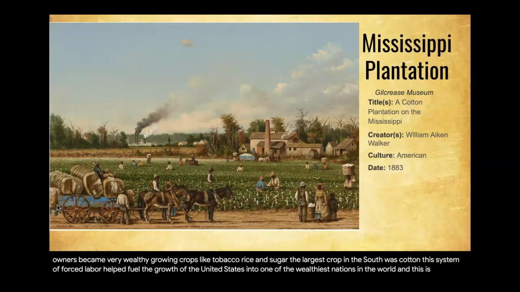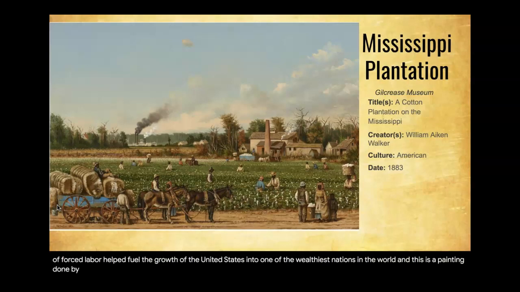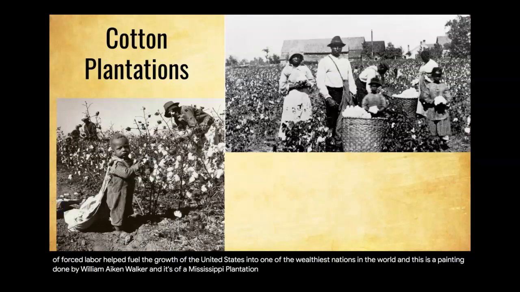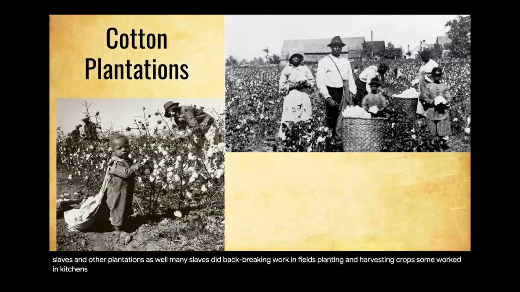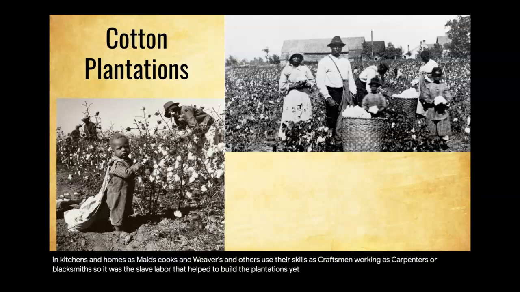And this is a painting done by William Aiken Walker, and it's of a Mississippi plantation. Cotton plantations. On these large cotton plantations, and other plantations as well, many slaves did back-breaking work in fields, planting and harvesting crops. Some worked in kitchens and homes as maids, cooks, and weavers, and others used their skills as craftsmen, working as carpenters or blacksmiths. So it was the slave labor that helped to build the plantations, yet the plantation owner or master was the one gaining all the wealth.